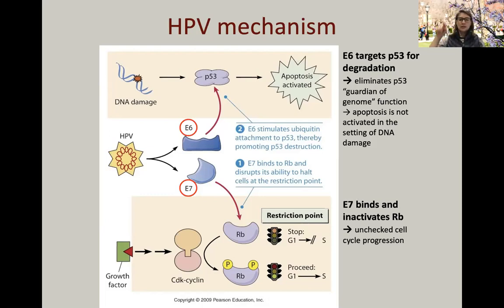Retinoblastoma, right, is your cell cycle regulator. So you inactivate retinoblastoma and you can just blow through the cell cycle without regard for any problems or errors in your cell, right? So you've knocked out the two most important tumor suppressor proteins in the cell with HPV, which is why it's so highly, highly oncogenic.